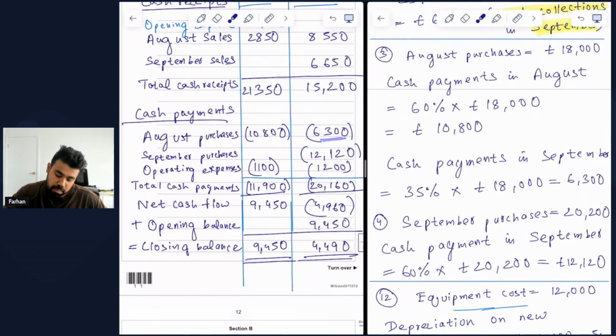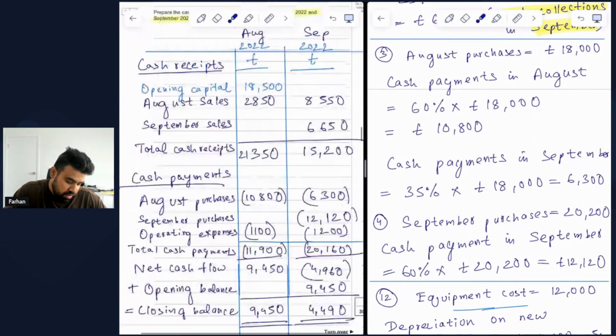Then for September purchases, whatever cash payment we will be making is only the 60%, and that is £12,120, as you can see I've included here. So these are the only three cash payments for the months of August and September.